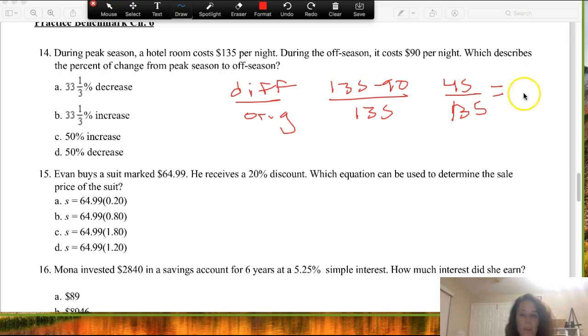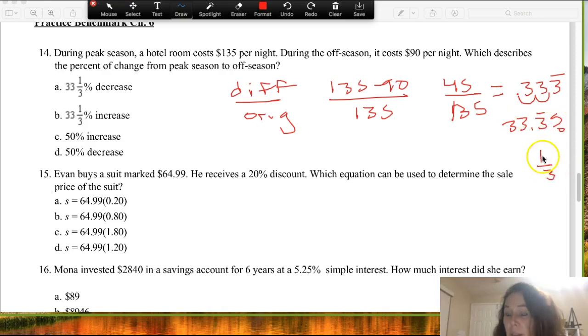45 divided by 135 is 0.33 repeating. Okay, I'm going to do 3 threes here. If I move this to a percent, I move it over 2 places, and this is repeating. This is 33.3 repeating percent. Okay, 0.3 repeating is actually 1/3. Do 1 divided by 3 in a calculator, you'll see it's 0.3 repeating. So this would be 33 1/3%.